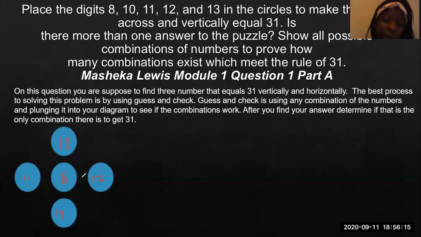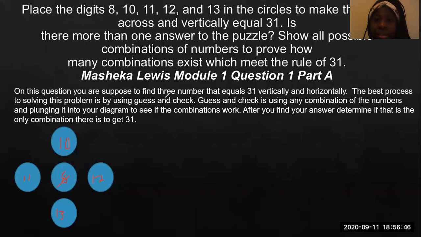A question: what happens if the 8 is not in the middle? As you can see, 10 plus 8 plus 13 is 31, and 11, 8, and 12 is equal to 31. Now, the question is, what happens if 8 is in the middle and 8 is up here? If you mess up the way it is written already, it will still equal 31 this way, but it will equal a different number this way, which means it will not equal the rule of 31.